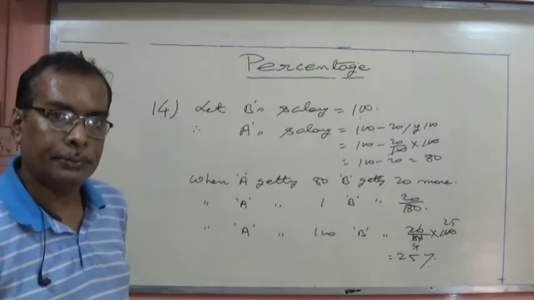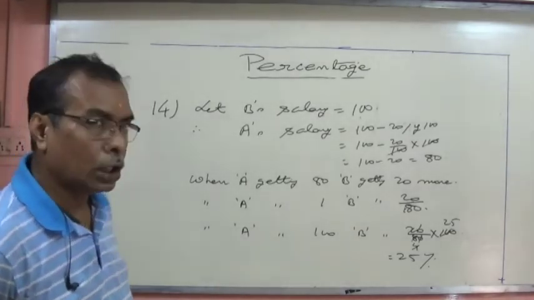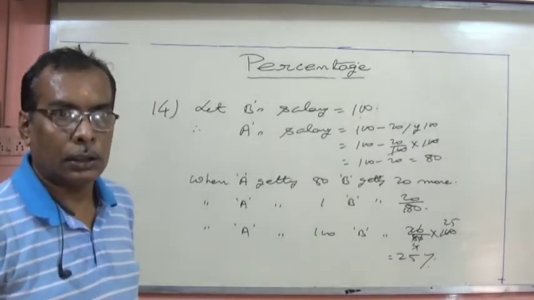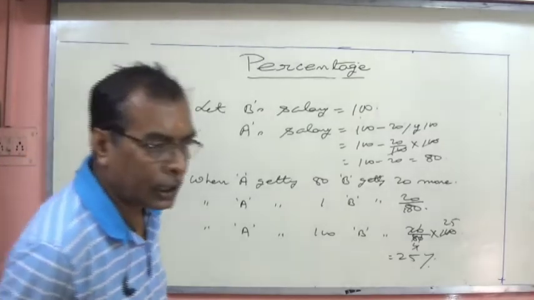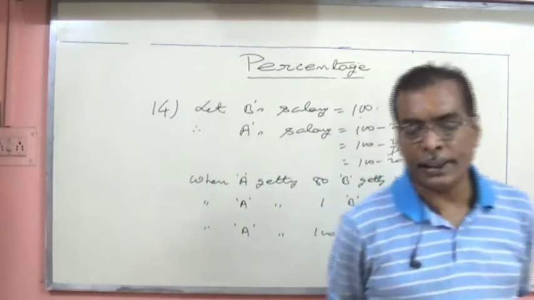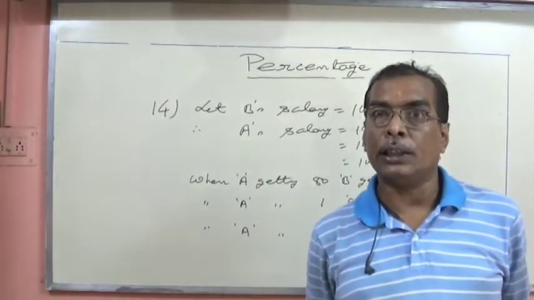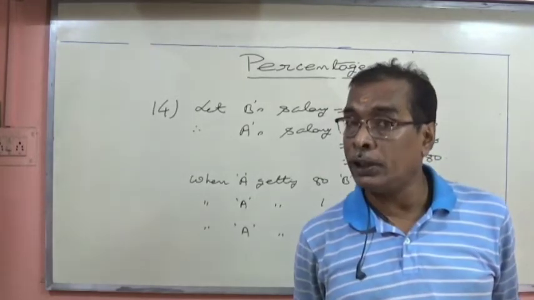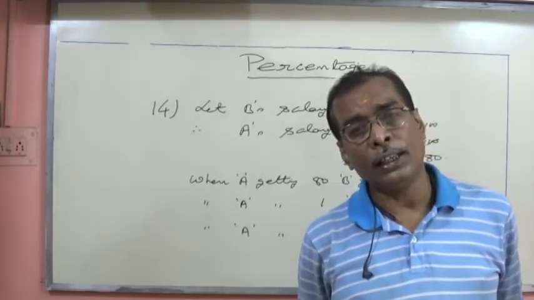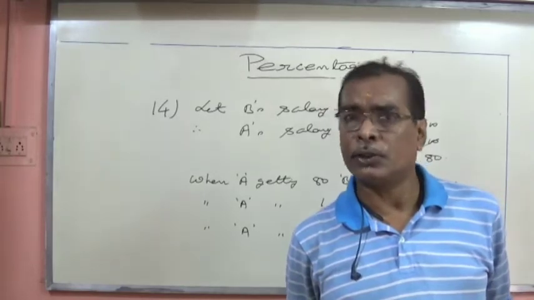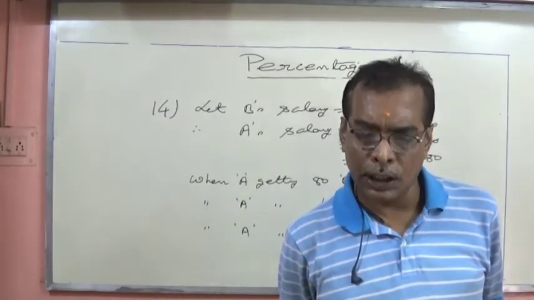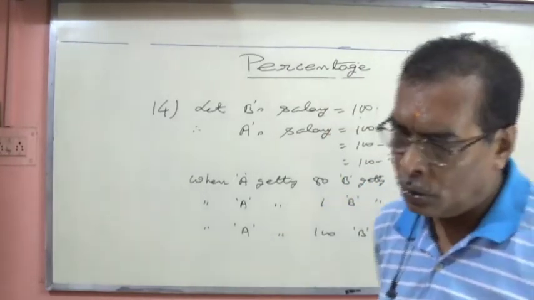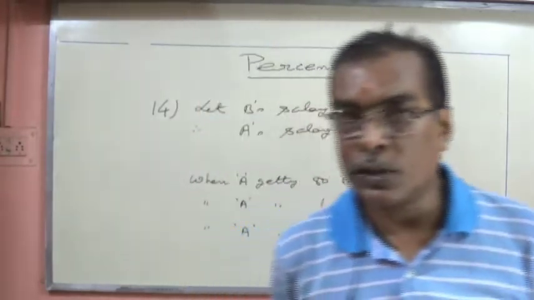I think it is clear. So this is actually the concept behind. Percentage means out of 100 how much more. When A is getting 80, B is getting 20 more. But this is not the percentage, this is out of 20, 80. But out of 100 how much it is more, that one will be the percentage more. Is it clear? Anyway, now let us go for question number 17.